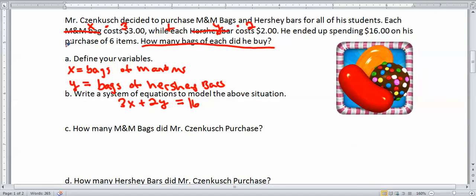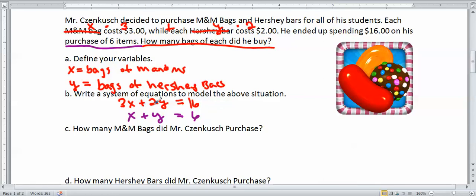I purchased 6 total items. Well, if x is the number of M&M bags and y is the number of Hershey bags, if I purchase 6 total items, I'm going to add those two things together, and they better not be more than 6 or less than 6, because that's how much I got, right? So now I've got my system.